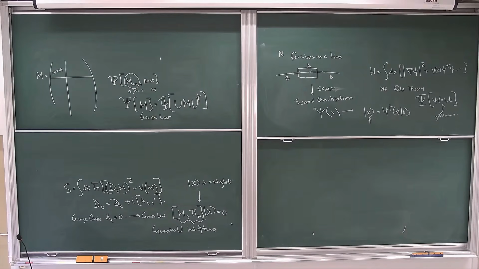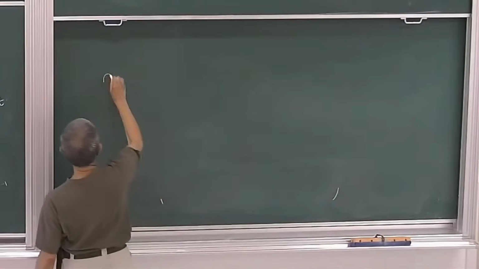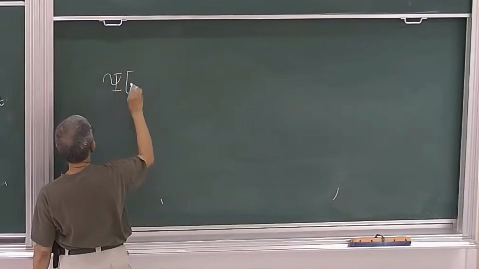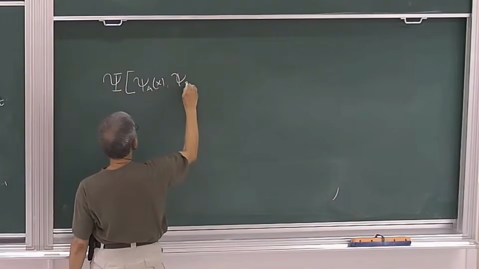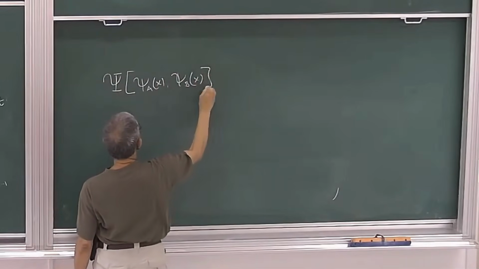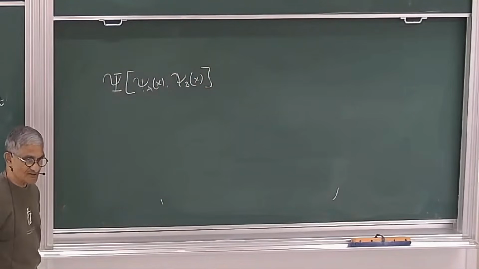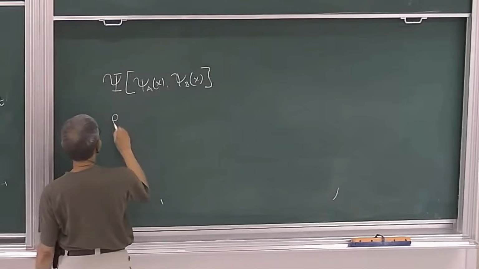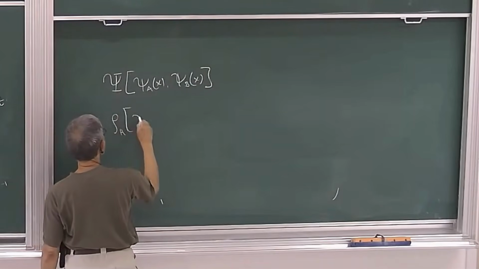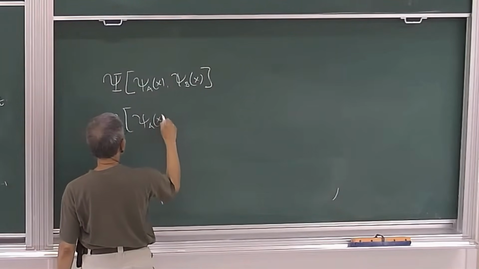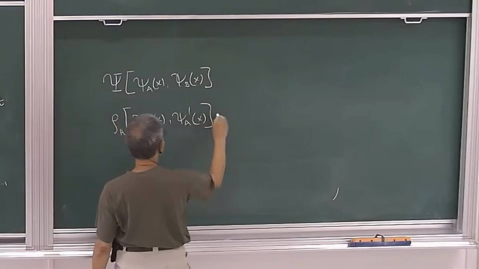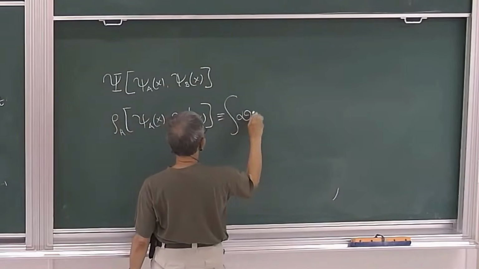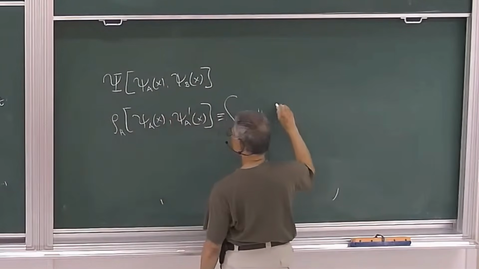So as I said, precisely what we're going to do, conceptually speaking, you have psi, some degrees of freedom like this. This is your original wave function, okay? And then you define a reduced density matrix. It's a Grassmann integral.